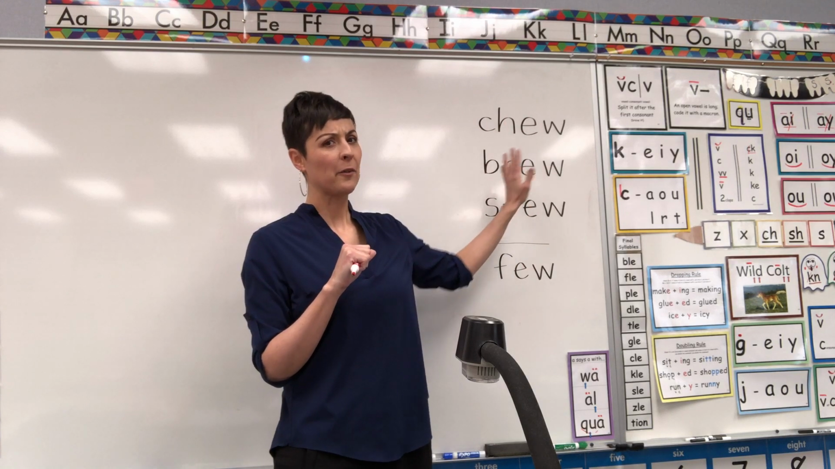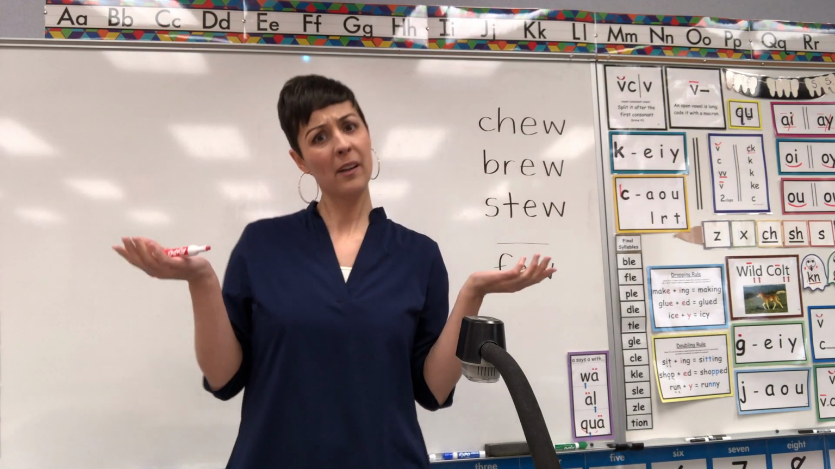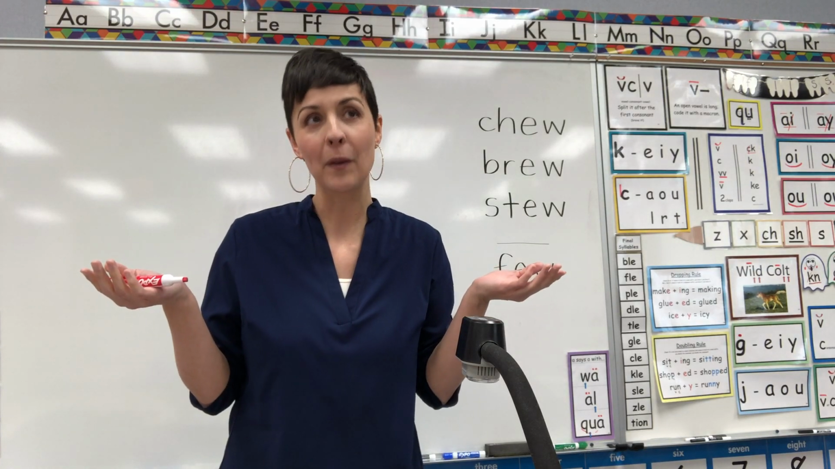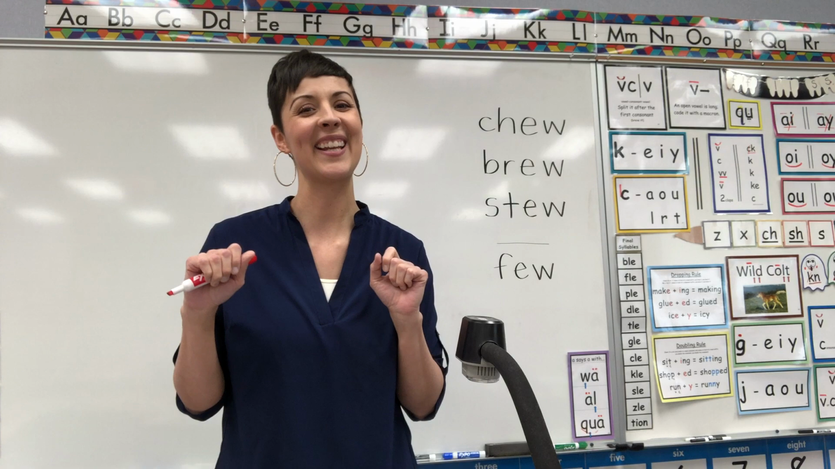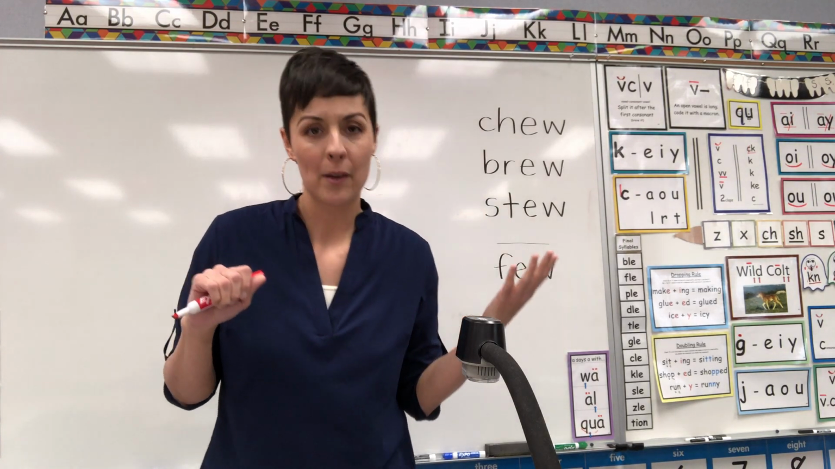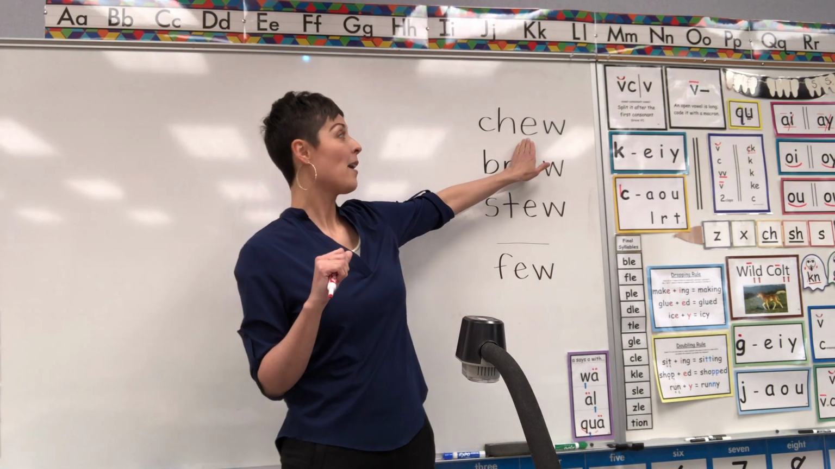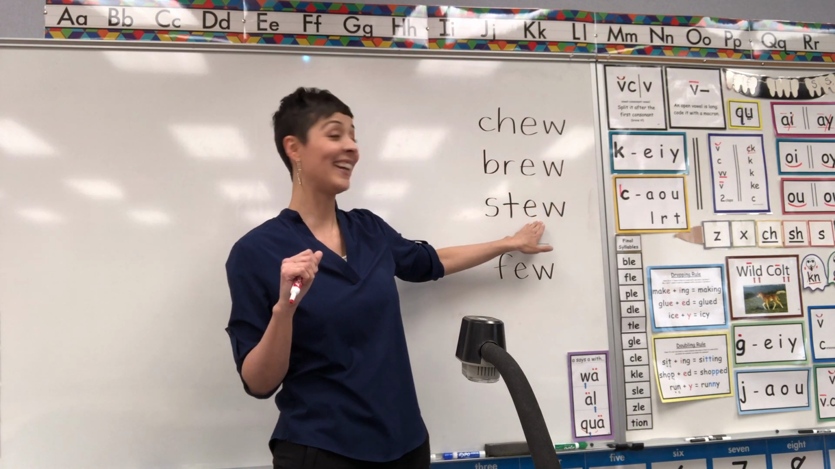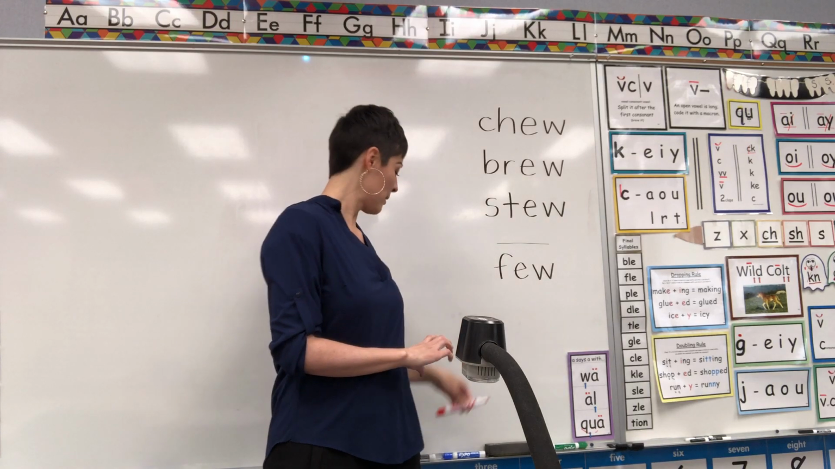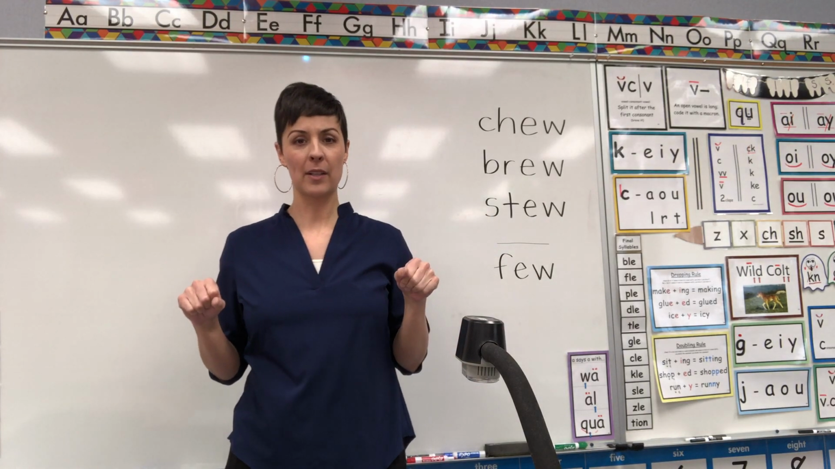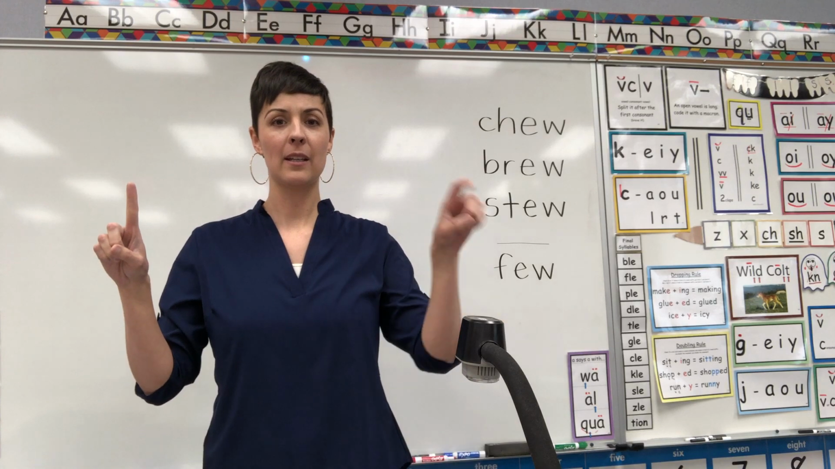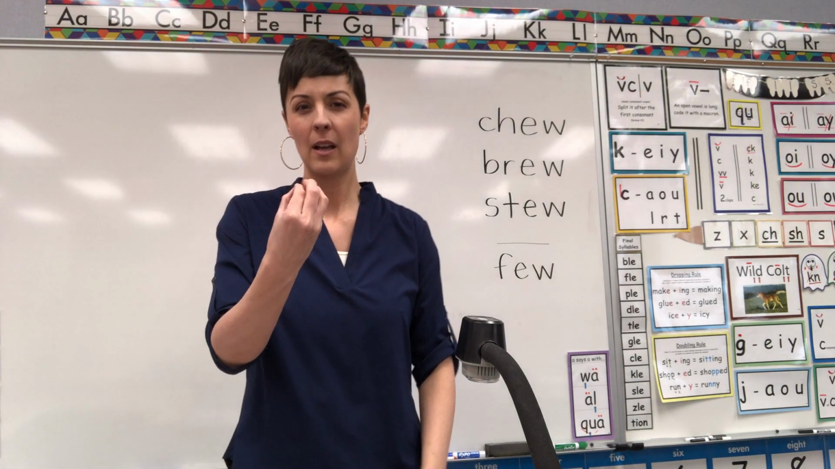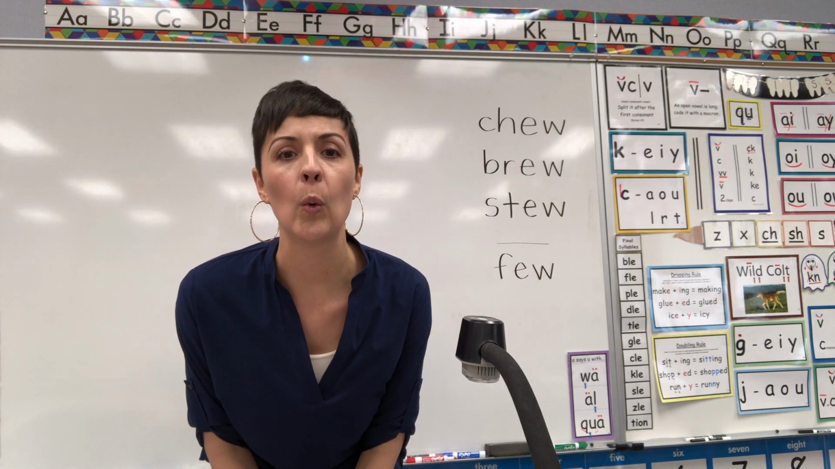But there's no digraph OO in any of these words. And I thought we learned that digraph OO is the digraph that said ooh, ooh, ooh. Well, it is. It's one of the digraphs that says ooh. But another one that says ooh is digraph EW, EW, EW. And when I do it with my hands, it goes like this. E, W, ooh. And I bring my lips together, making kind of a circle to say the ooh sound.